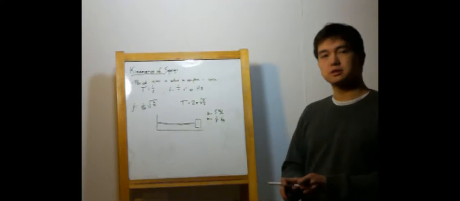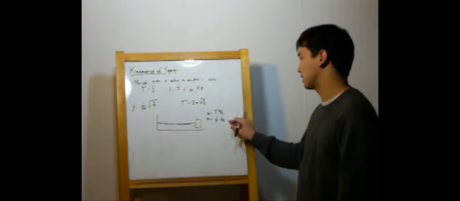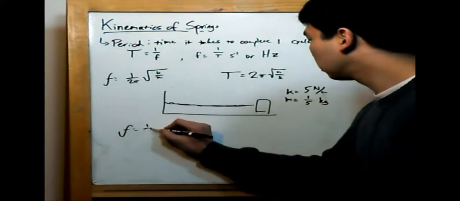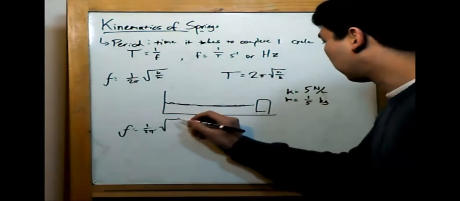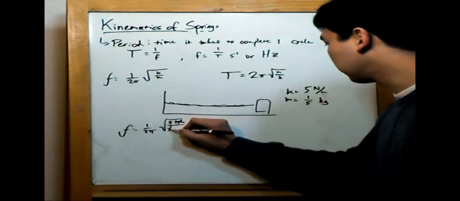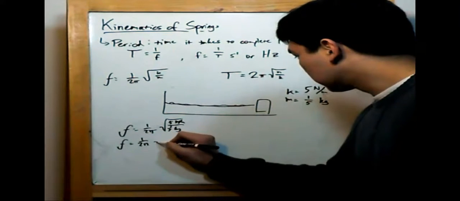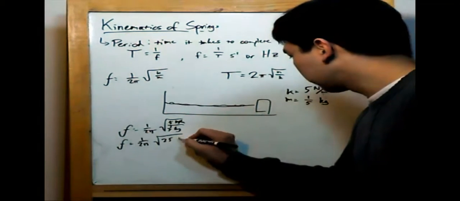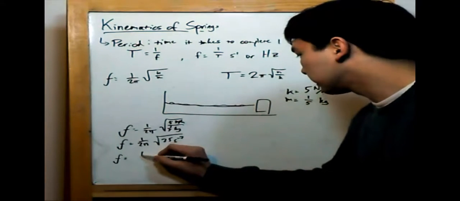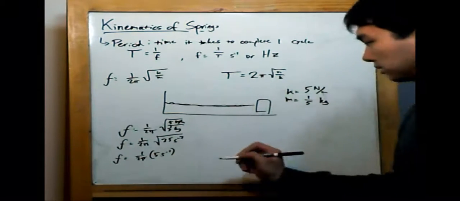So let's do that. Let's try to find both the period and frequency of this spring, which I say has a spring constant of 5 newtons per meter and a mass of 1/5 kilogram. So we start out with the frequency. We have 1 over 2 pi times the square root of our spring constant, 5 newtons per meter, over 1/5 of a kilogram. And so we divide through and we get the square root of 25 seconds to the -2. And now we take the square root of that and we get 1 over 2 pi times 5 seconds to the -1, also known as hertz.